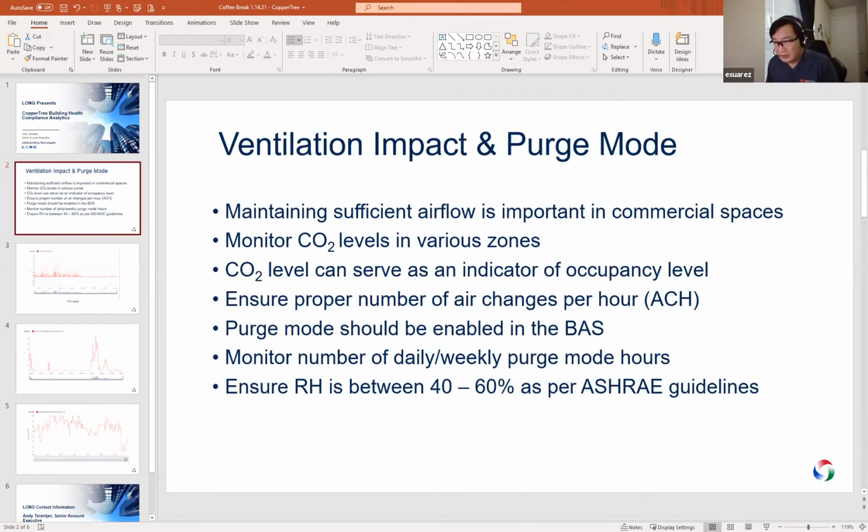So I guess the last part is ensuring relative humidity. Now, there has been a study by Yale University, and we know for a fact that ASHRAE has set its guidelines between 40 to 60% relative humidity. Based on the study by Yale University, they are in fact recommending that we maintain the sweet spot between 40 to 60%.